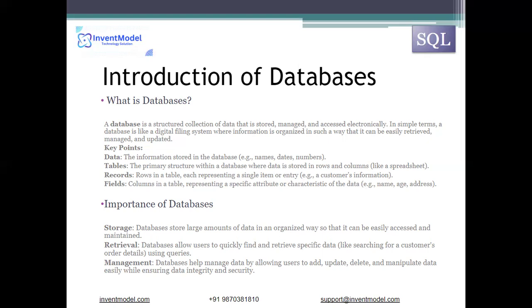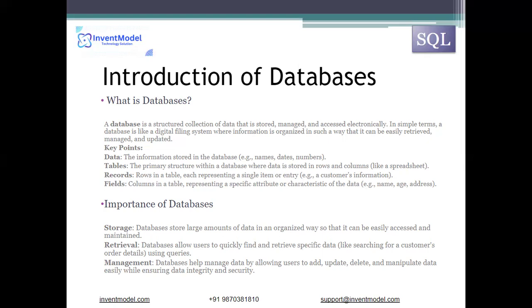Fields: columns in a table representing a specific attribute or characteristic of the data. For example, name and address fields, like your name, your father's name, your address, your codes; these are known as the fields. I want to make database clearer. In your colleges and in many stores, you see a register or a file system which stores all the interrelated information.